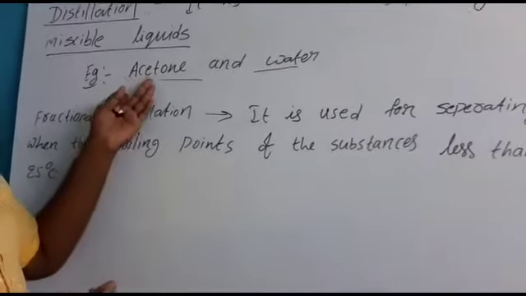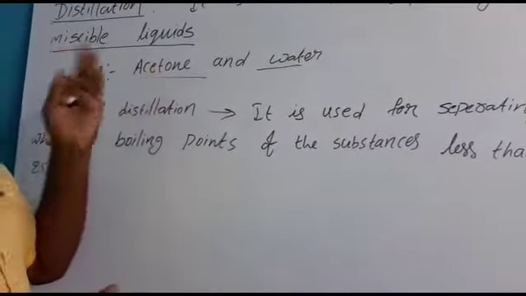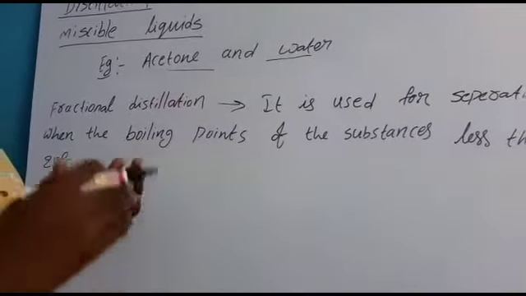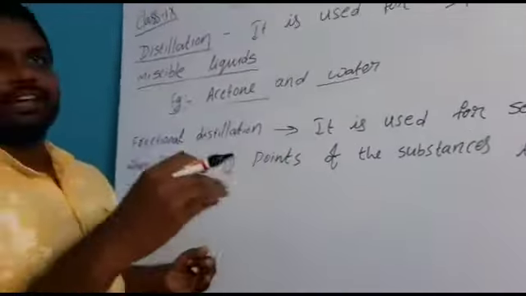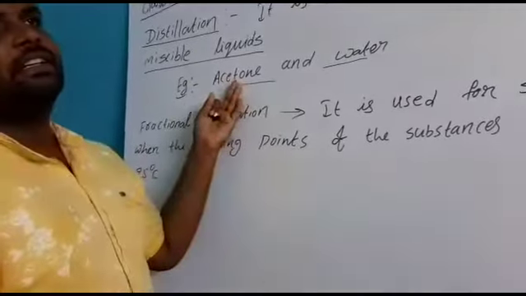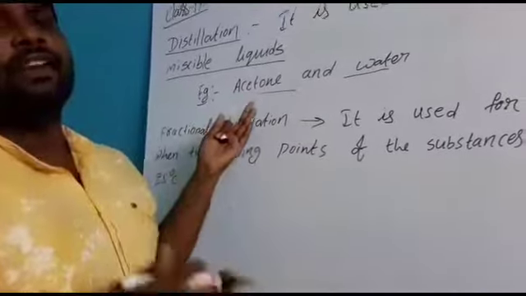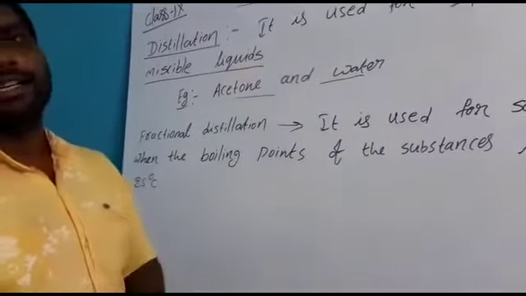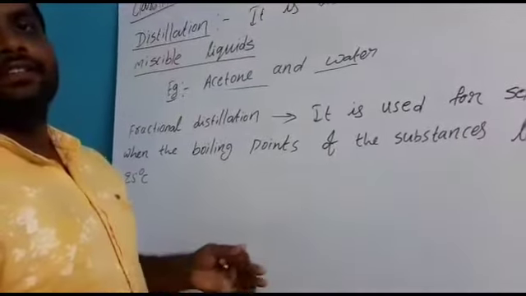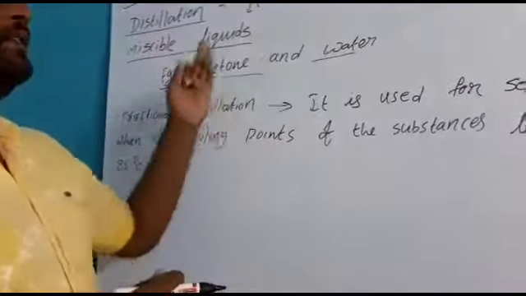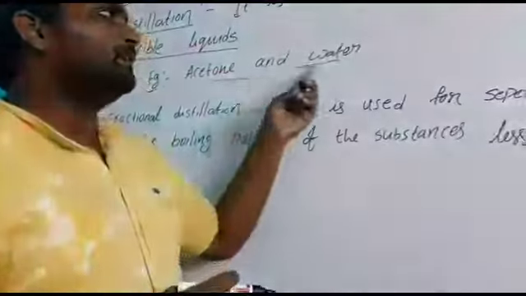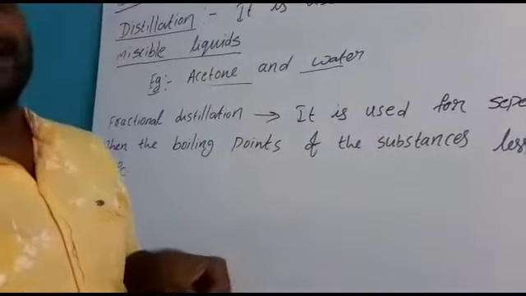In the distillation process, acetone has a lower boiling point. Lower boiling point means the liquid converts into gas faster. So acetone converts from liquid into gas much faster than water. First the acetone will be evaporated. Then finally in the beaker, what will we get? Water. So we can separate water from acetone by using distillation.